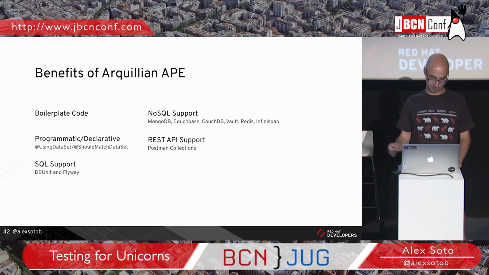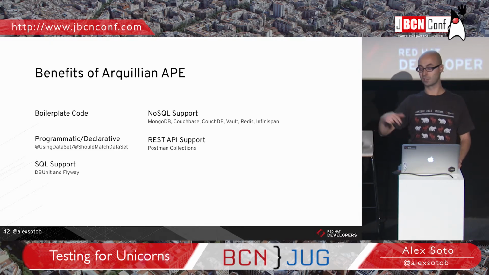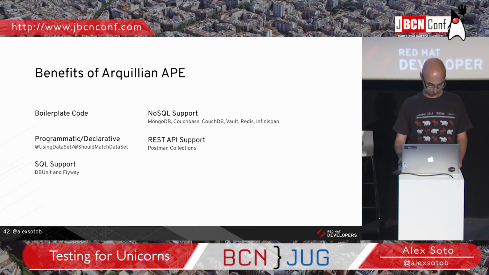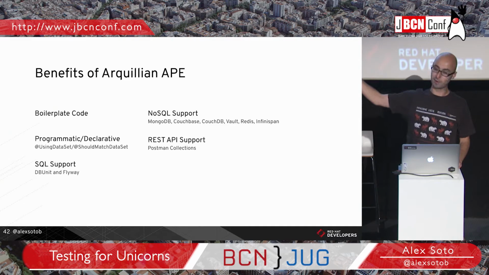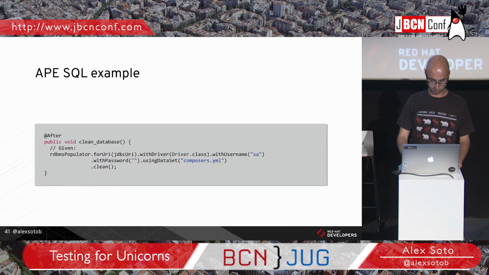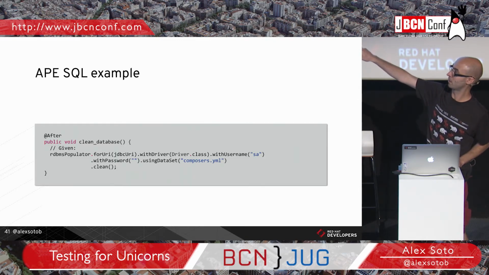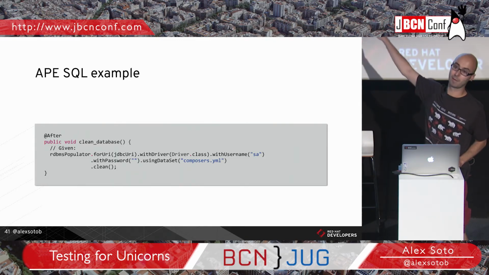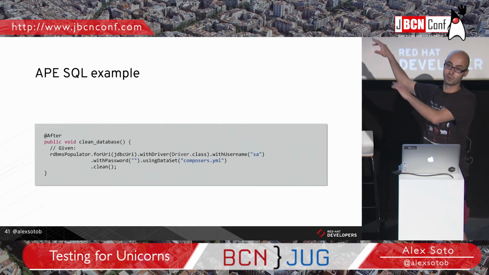And the benefit of Arquillian APE is that, first of all, you remove all the boilerplate code that you might have, like dealing with transactions, preparing SQL files, and so on and so forth. We support programmatic, I mean, what we have seen here is a programmatic approach. Notice that here you're saying rdbms populator dot blah, blah, blah. This is programmatically you configure everything.